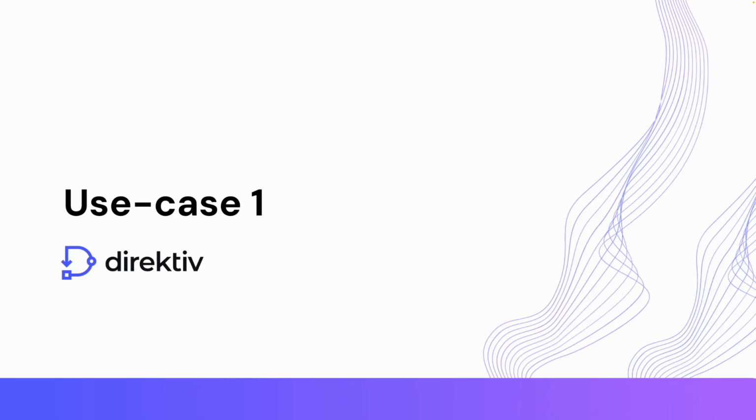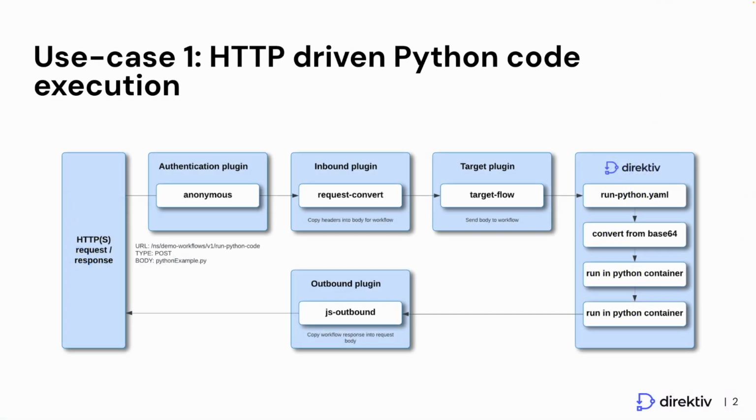Okay, this is the first video just to show and illustrate how use case 1 was implemented for the Medium articles. So just to refresh your memory, what use case 1 was is we're going to be executing Python code based on an HTTP request coming into Direktiv, or HTTPS.